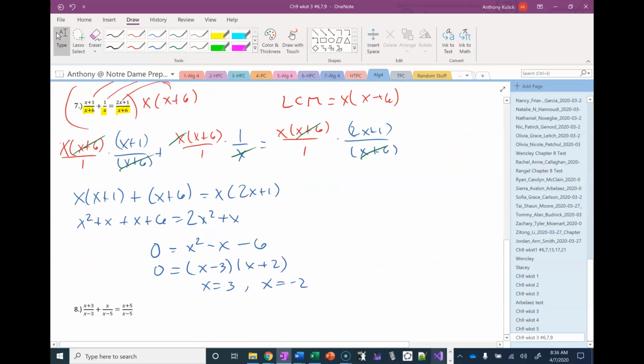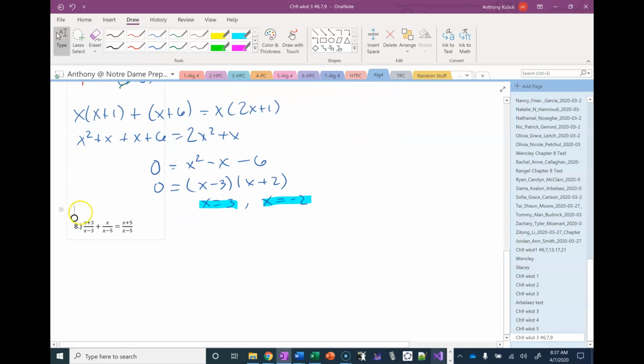Here, again, I'm going to just check to see if 3 gives me a 0 denominator. Clearly it doesn't. And -2, does that give me a 0 denominator? Clearly it doesn't. So both of those are good.